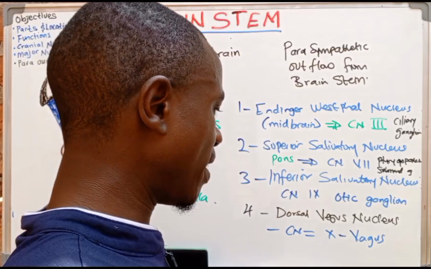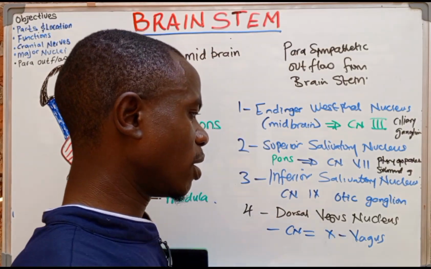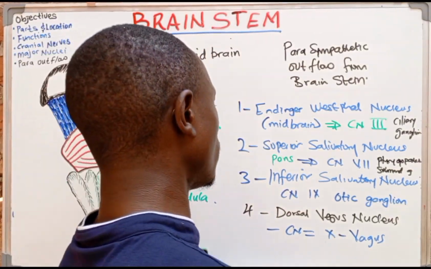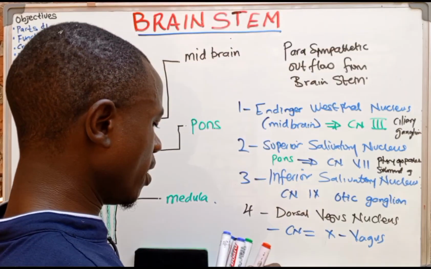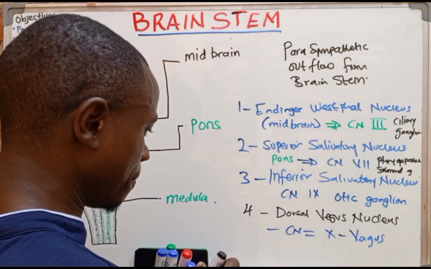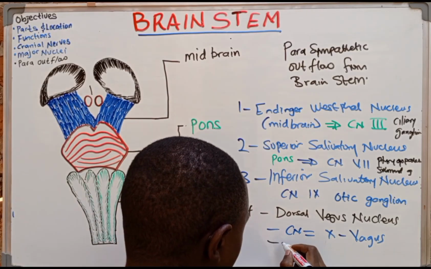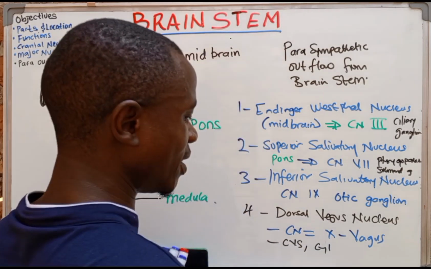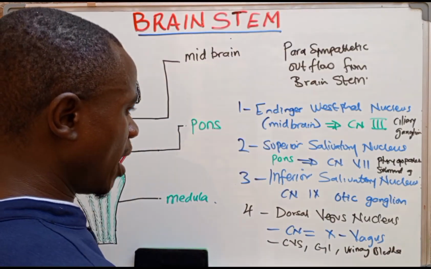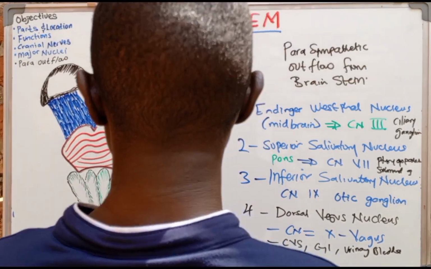So now these fibers are going to be running with the vagus nerve, and they are going to be moving all over the body parts. They are going to be moving in areas like, for example, supplying the CVS. They're going to be supplying the GI. Okay, it's such a beautiful thing.